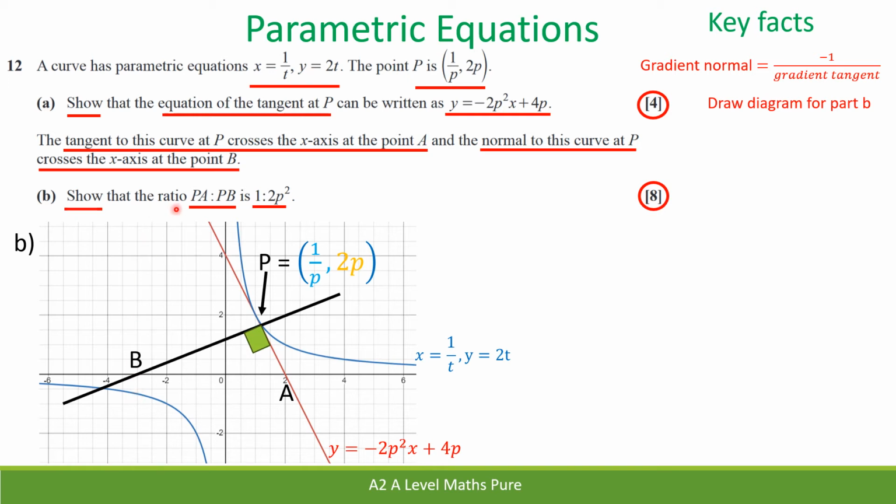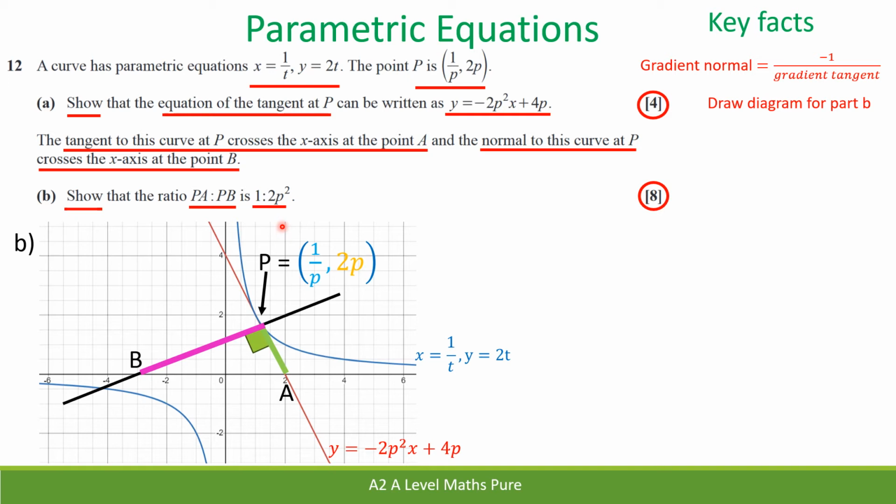Now you've got to show that the ratio between PA, which is this distance here, to PB, which is the distance across here, is in the relationship 1 to 2p squared. So basically what you're going to be doing is working out the length of this line, working out the length of this line, and comparing them and showing you get this. Now if you haven't had a chance of doing this yet, press pause and have a go at working out the answer from this stage here.